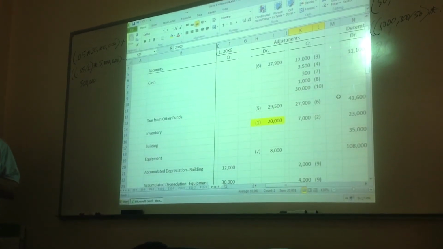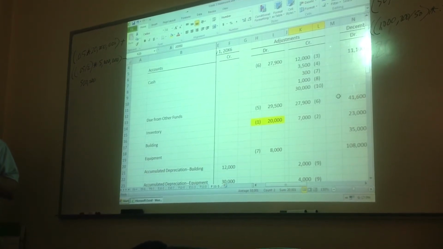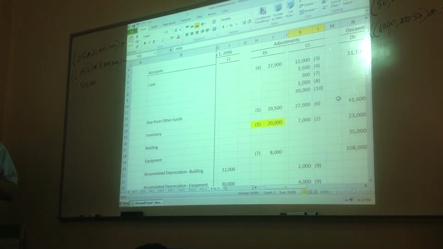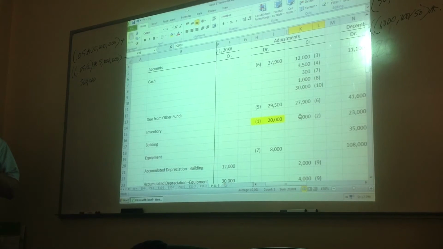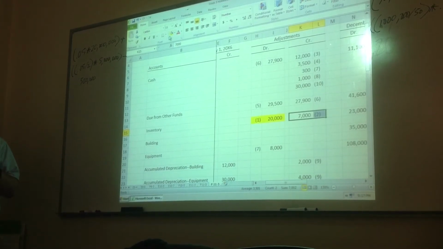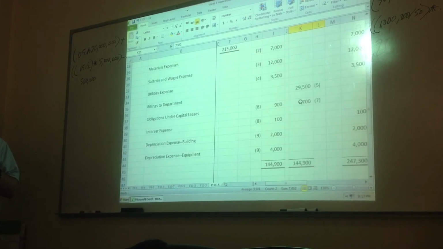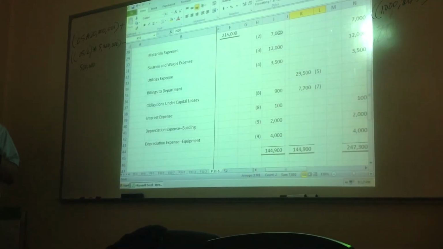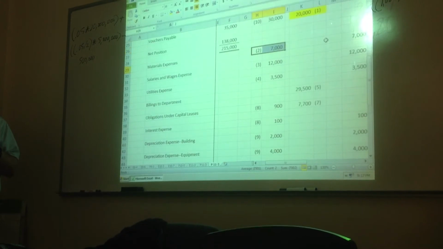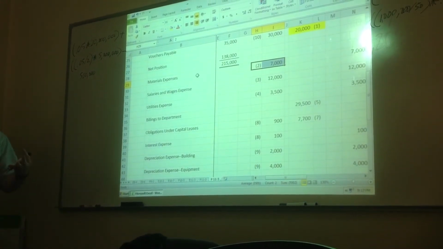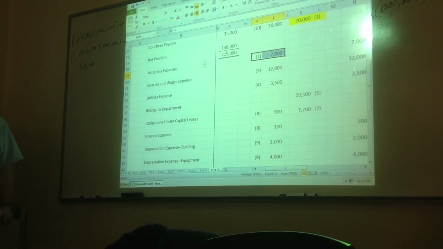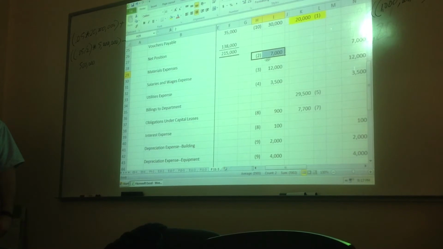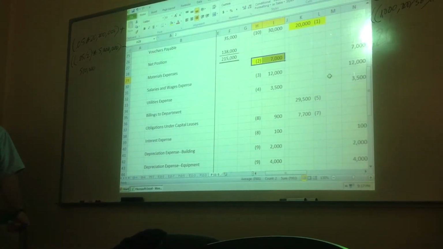Number 2, materials used, 7,000. What do you think the entry is? No, it's got to be credit to your materials. Credit to your inventory. Debit to expense. Right there. And you can just make these additional accounts, right? They're not given to you. You just need to call them whatever they are. So it could be supplies expense, could be materials expense, but it's an expense. Okay?